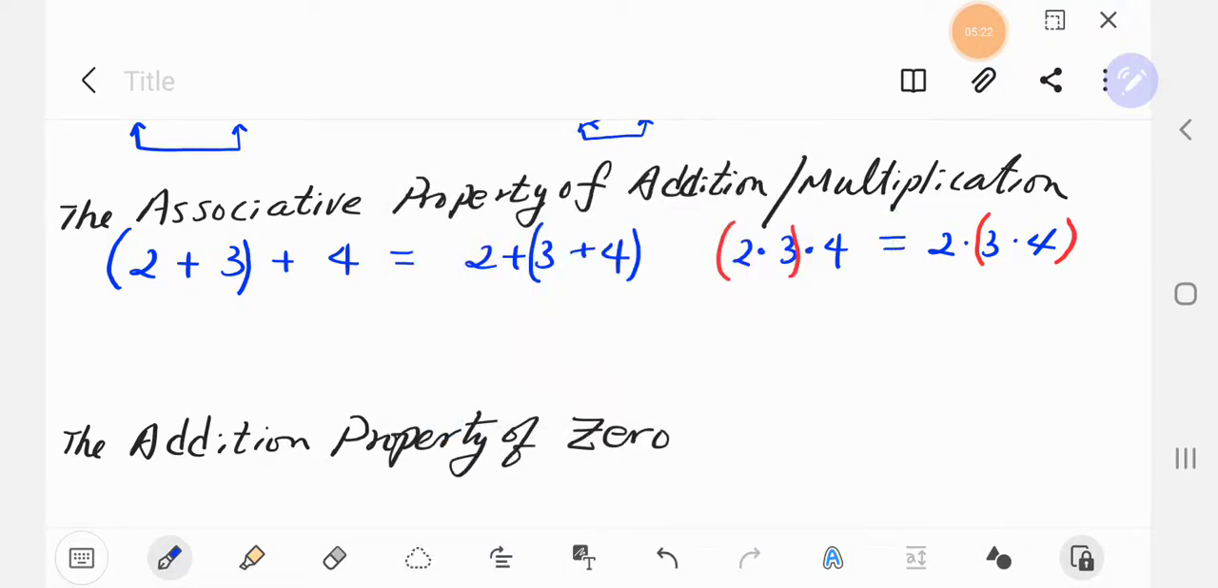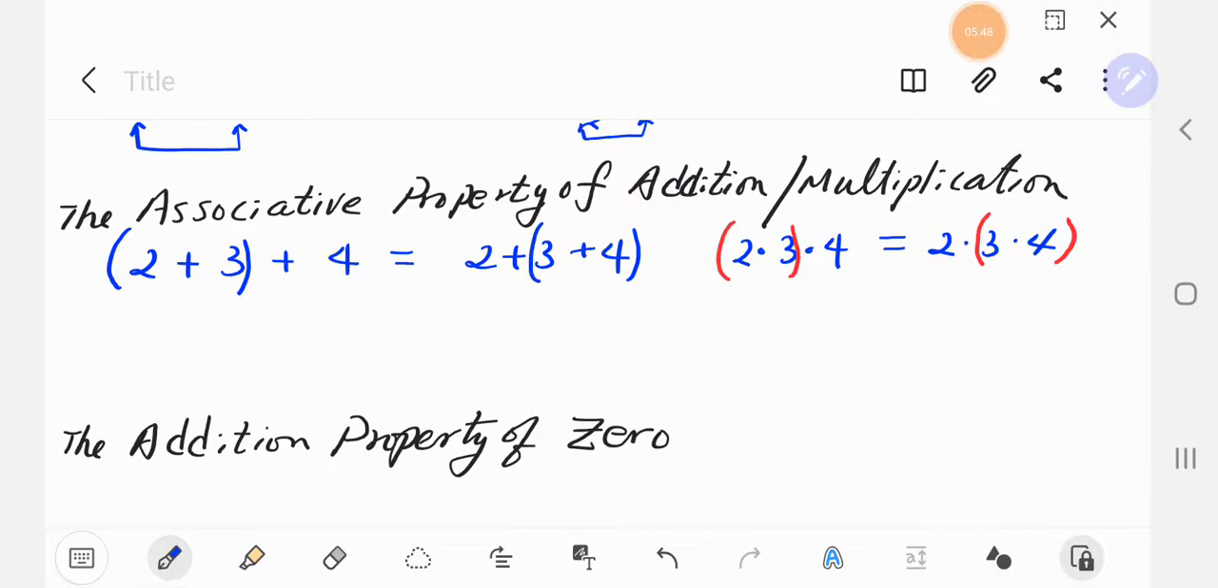So the associative property is that the order of the numbers is exactly the same. The order of the numbers on the left side of the equation is the same as the order of the numbers on the right side: 2, 3, 4 and 2, 3, 4. What you can do is group differently, but it is still fine. That's called the associative property.